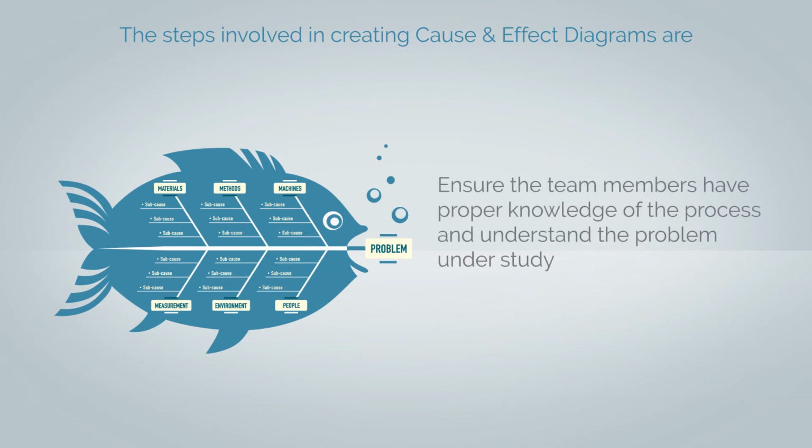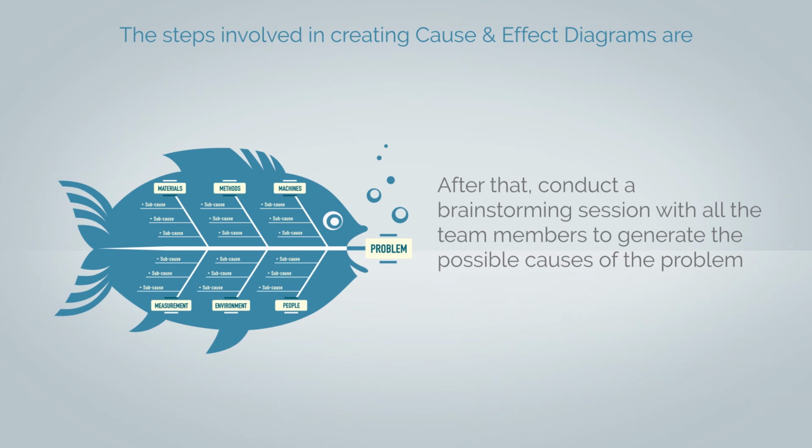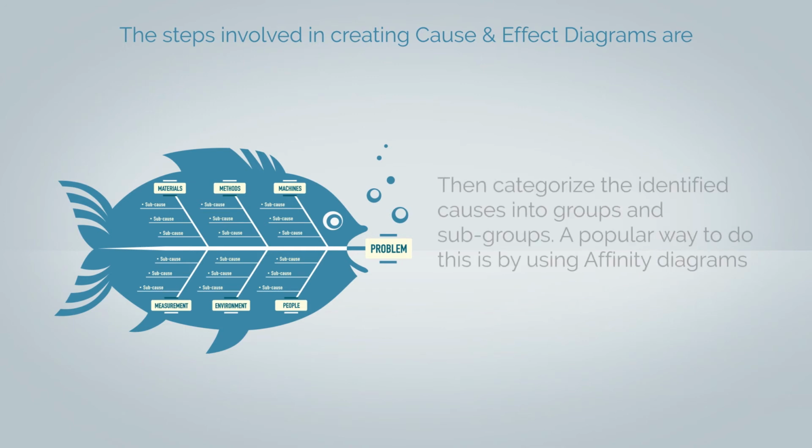Fourth, ensure the team members have proper knowledge of the process, and understand the problem under study. Fifth, conduct a brainstorming session with all the team members to generate the possible causes of the problem. Sixth, categorize the identified causes into groups and subgroups. A popular way to do this is by using affinity diagrams.